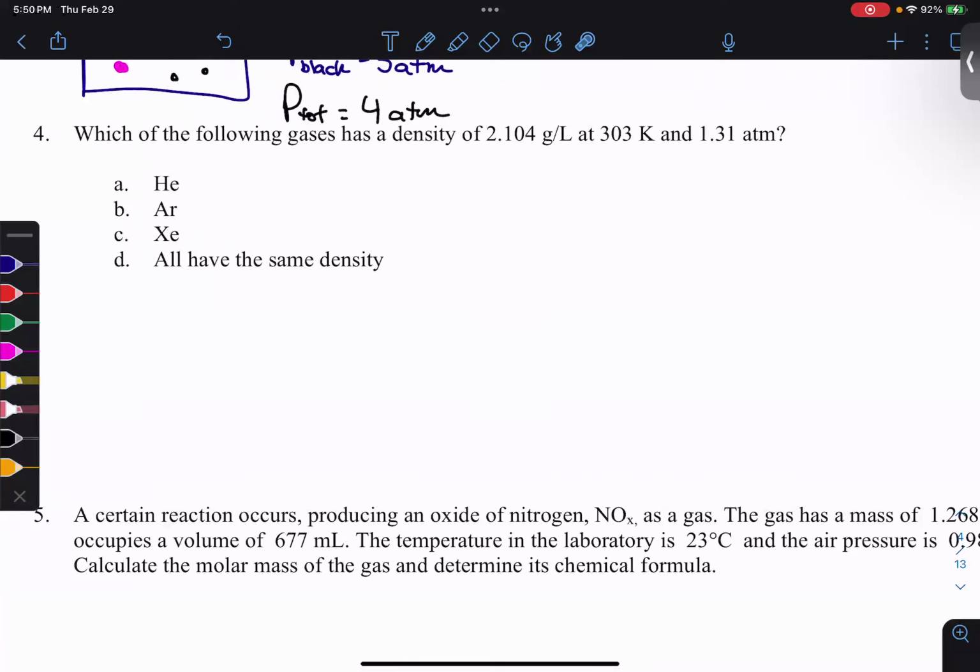Okay, which of the gases have this density at these conditions? Okay, so what's probably the easiest? How would someone say how they would approach this question? Density of these gases. Anyone have an idea? No, you just want me to tell you? How would you do it? Take 1 liter of the sample. So then how would 1 liter of the sample help us here? Grams. Okay, so if you have 2.104 grams, how would that help us figure out which one of these it is?